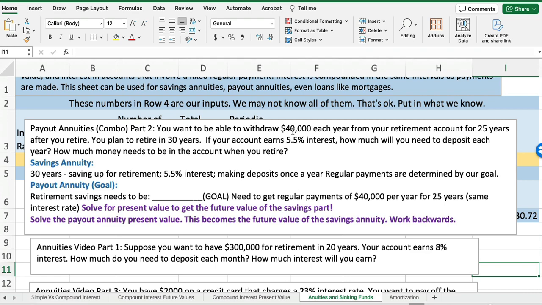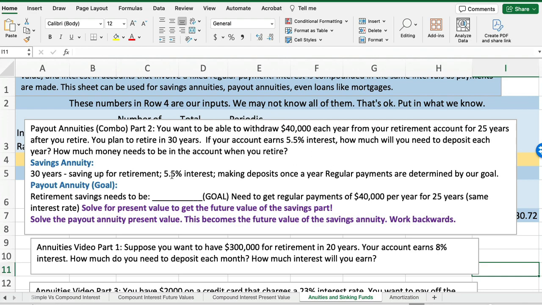We want to be able to withdraw $40,000 each year for 25 years after we retire. So we have a goal there. It's just that we don't know what the actual full amount of it needs to be, right? So we need to solve for that.